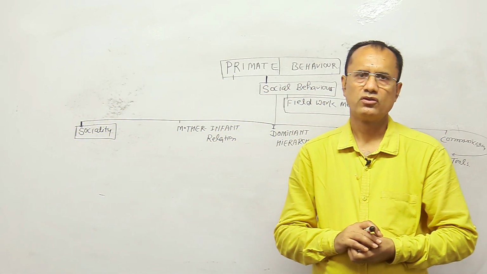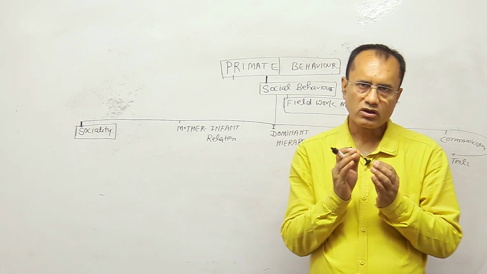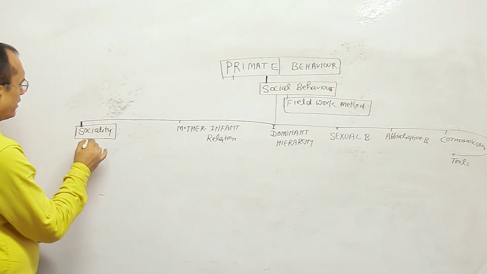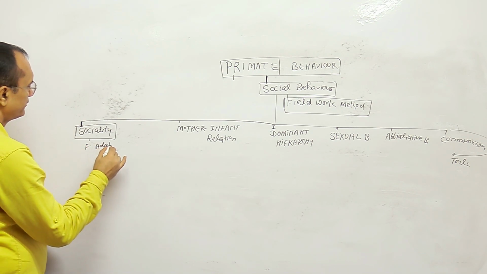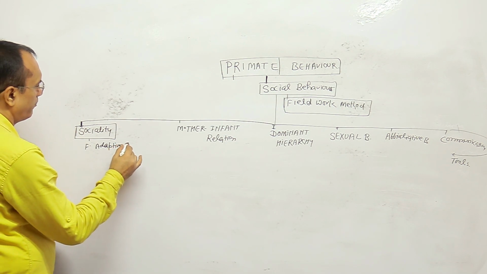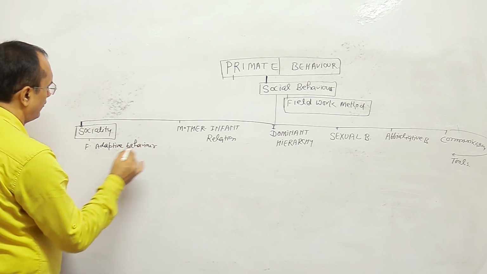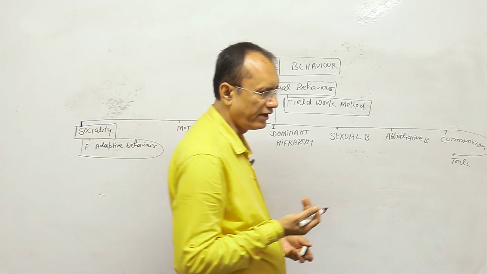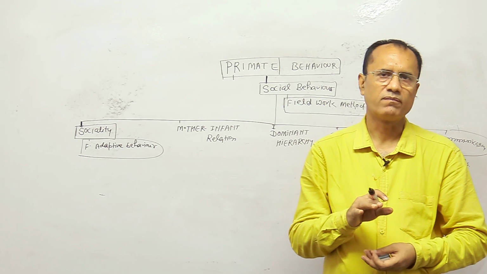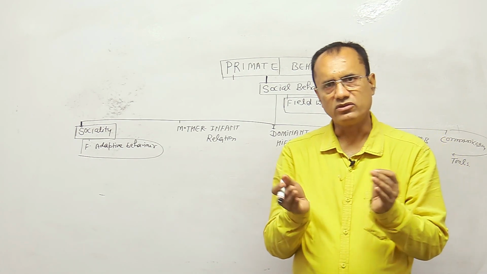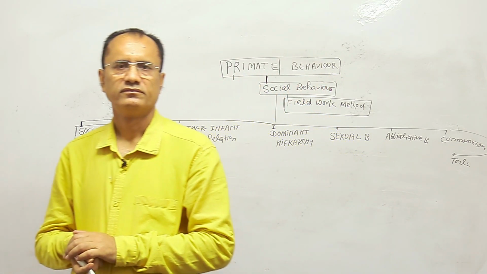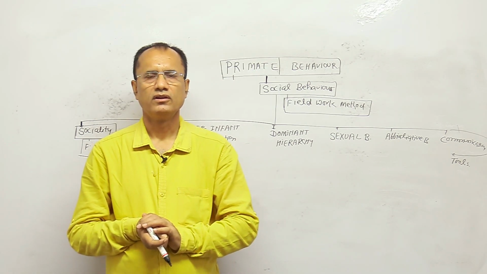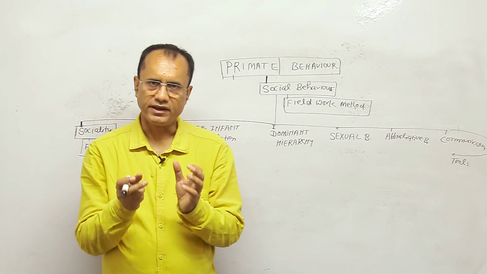So the first important thing is sociality. Primatologists say that sociality is the fundamental adaptive behavior of primates. Sociality is the fundamental adaptive behavior of primates. This is the fundamental thing when we try to understand primate behavior. Because primates are social animals.